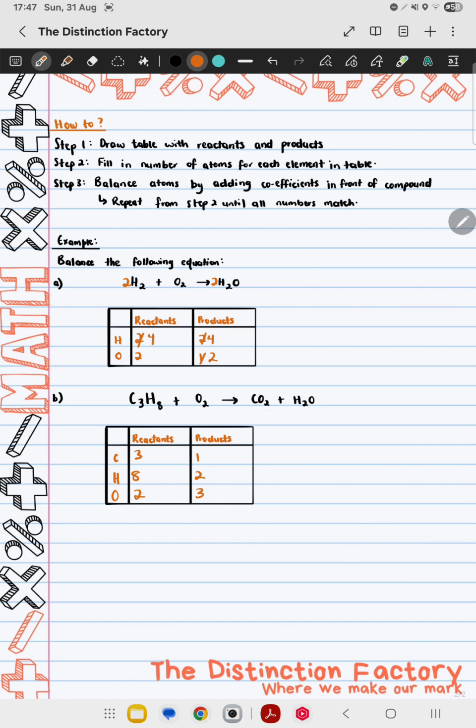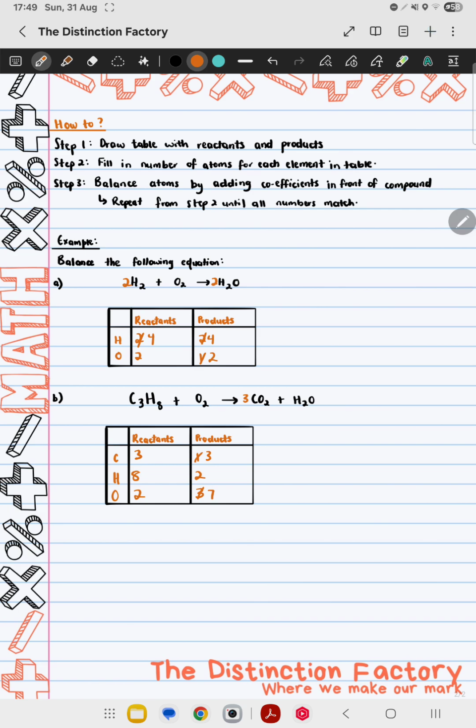Now I need to start balancing. I'll start off with the carbons first. I need to make this become 3, so I'll times it by 3. I'll take the 3 to my reactant side, and I'll put a 3 in front of the carbon. And then I can recalculate. So now for the carbons, I've got the 3 times the subscript of invisible 1, and that gives me 3. And then for oxygens, I've got 6 oxygens plus that 1, which gives me 7 oxygens in total.